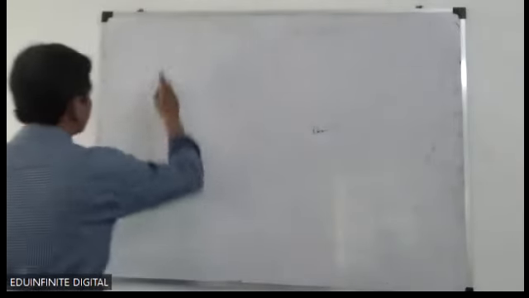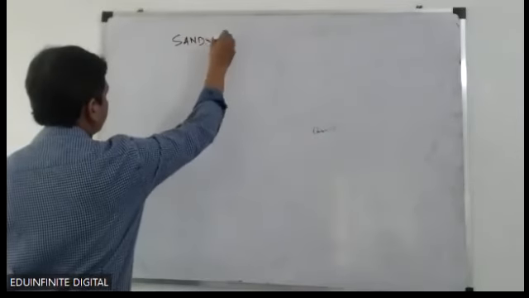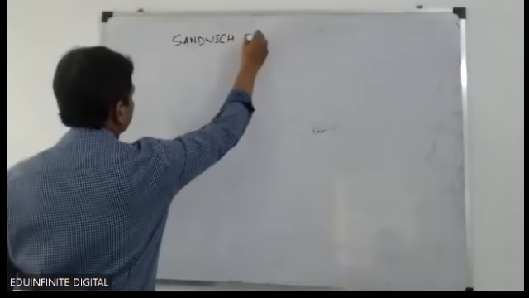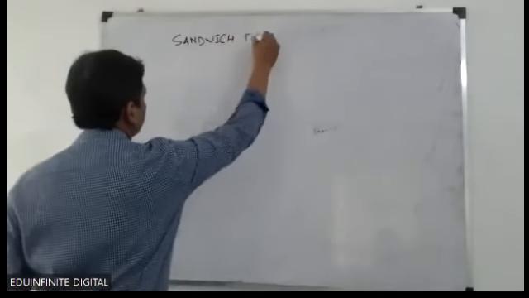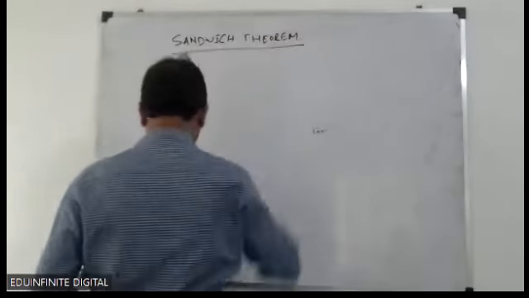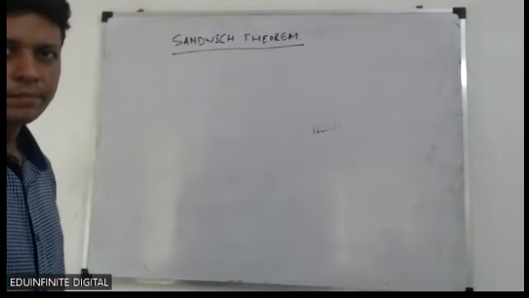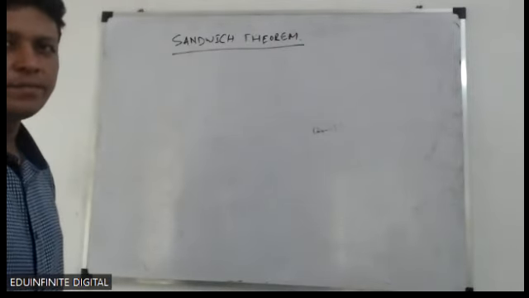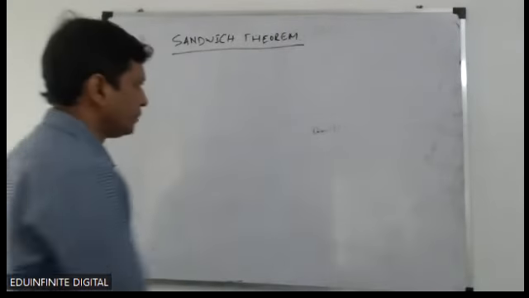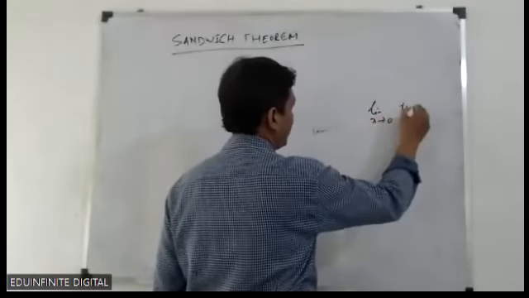Next is the sandwich theorem. Limit x tends to 0, tan x by x is 1.